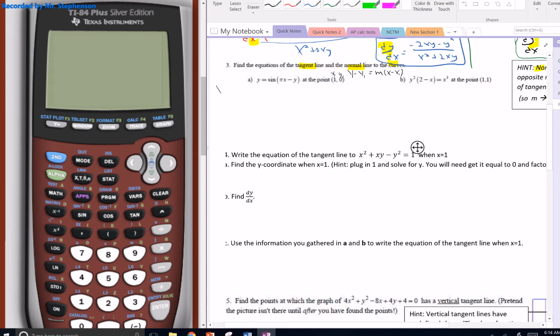So we're finding y prime. We're taking the derivative of a sine, which is cosine. The inside stays the same, but then I have to multiply by the derivative of the inside. The derivative of pi x is pi. The derivative of y is, in this notation, let's go ahead and use y prime.